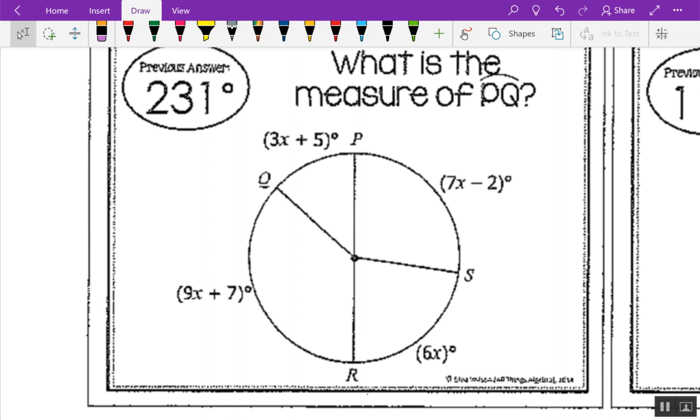First you need to find what X is. Then you need to simplify it. Simply put X in 3 times X plus 5. You do it X. Where's PQ at? Come on, get your stylus. So first you need to add.